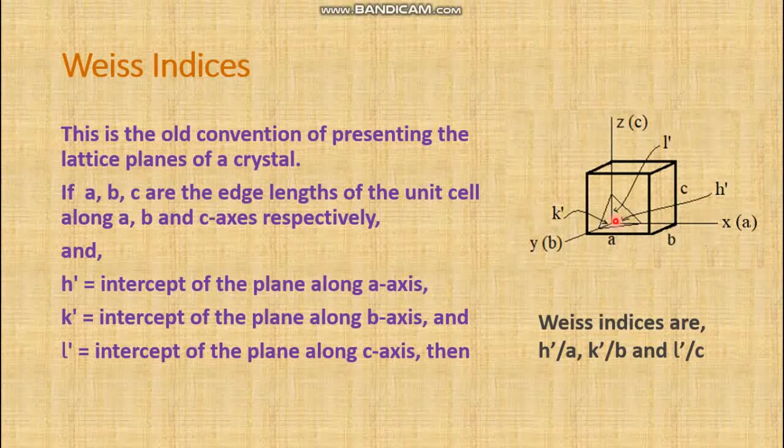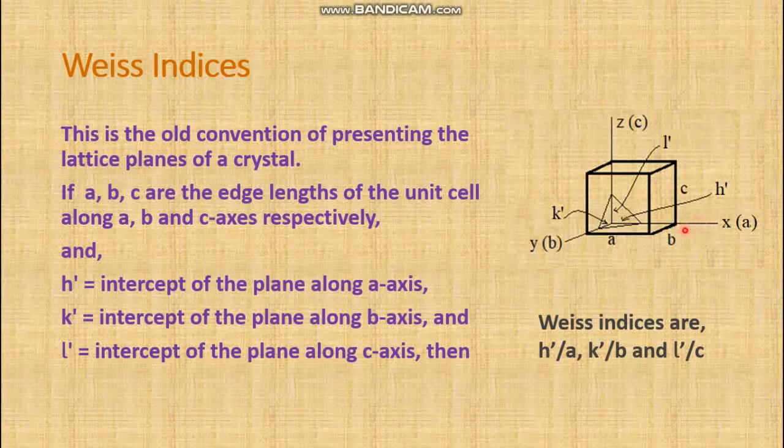Or for example, suppose on the a-axis the plane, instead of intersecting at this point, is intersecting at this point, suppose at 1.5 times a distance. Okay, then what should be the Weiss index? The Weiss index should be 1.5a divided by a. So the h prime value is 1.5a. So the Weiss index along the x-axis is 1.5a by a, that is 1.5.